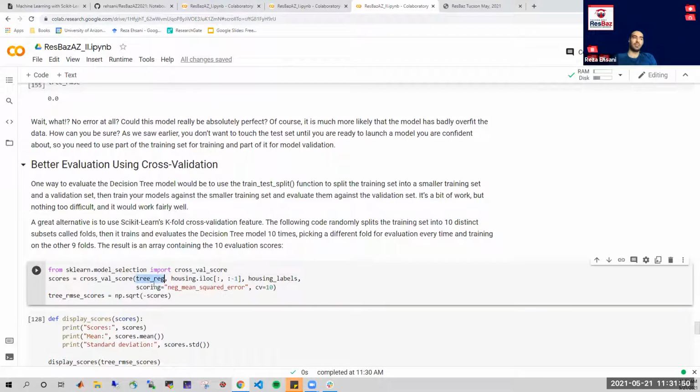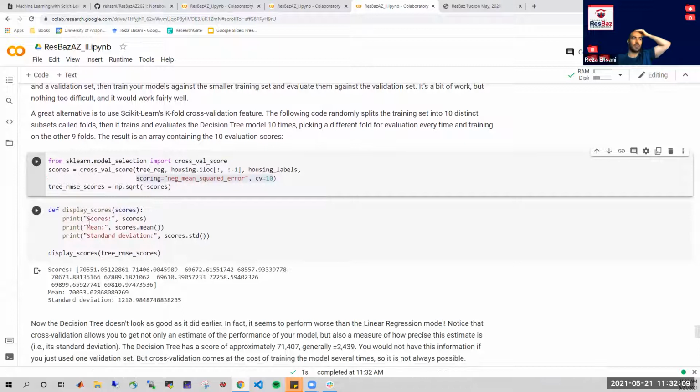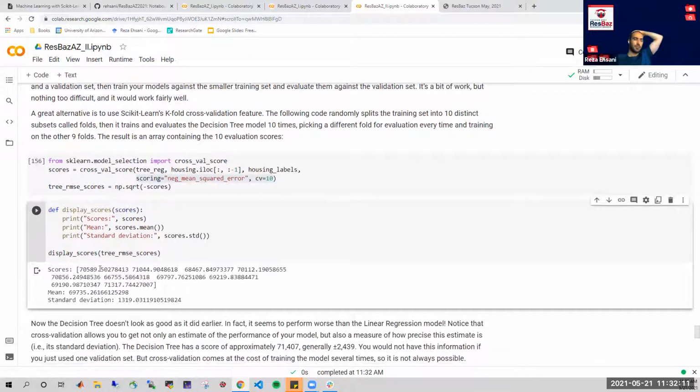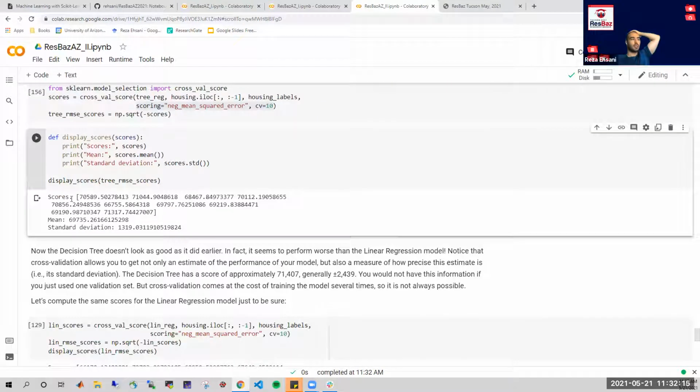Then you pass your instance to it. You pass the X and Y that are your features and labels, and then you set the scoring, and also CV shows the number of cross validations, the number of divisions of the training set that should be done. And at the end, you can calculate the scores.